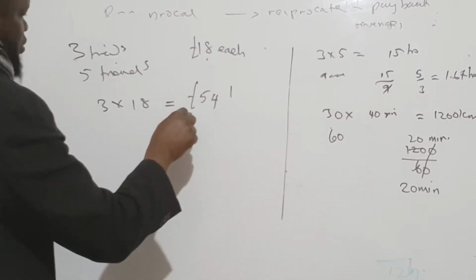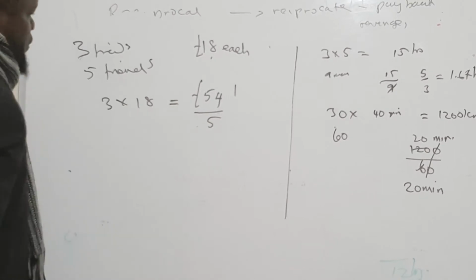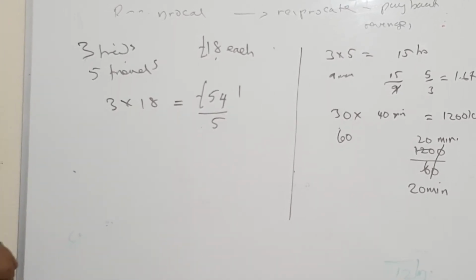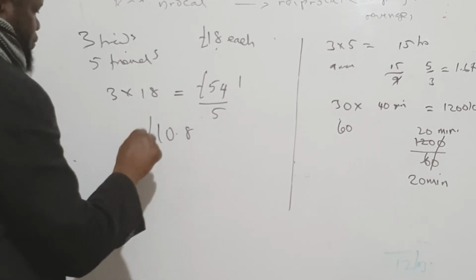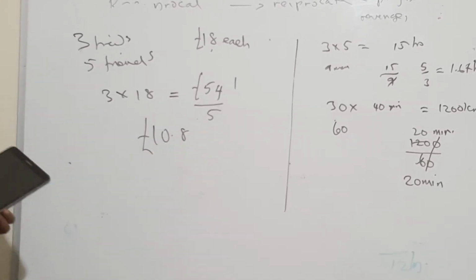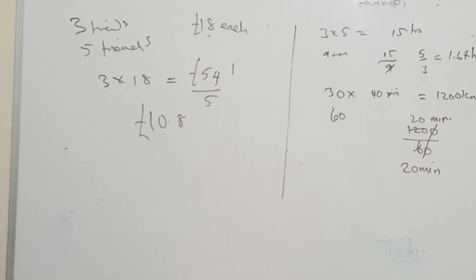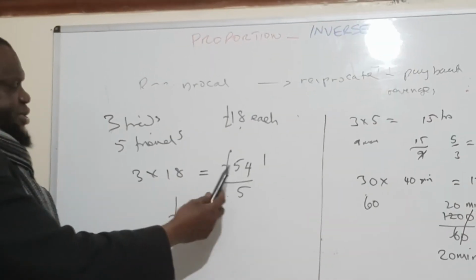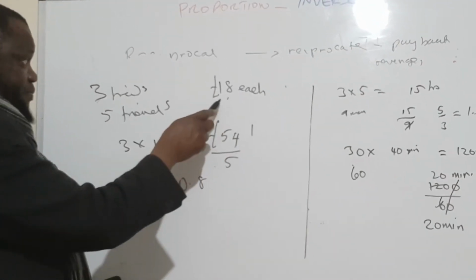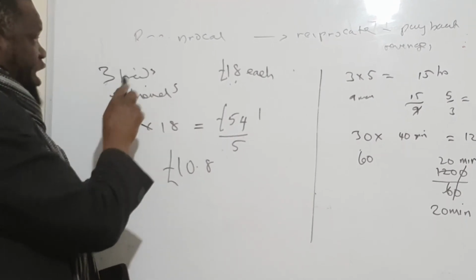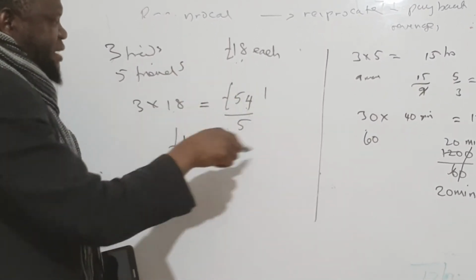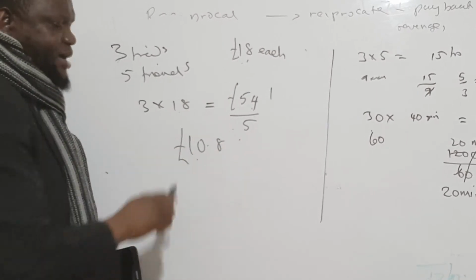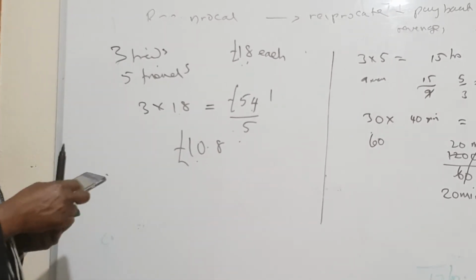Total money in pounds. So we divide this by 5, among 5 people. Each one will have paid £10.8. So how much total is 3 times 18, which is 54. Now if you share this among 5 people, each one will pay £10.8. Okay?